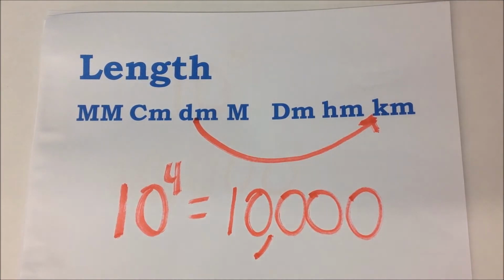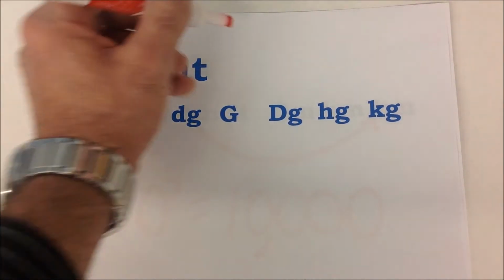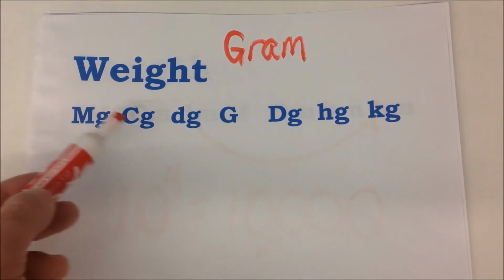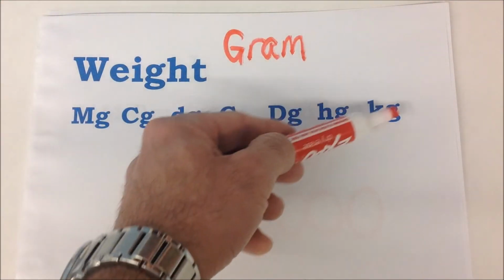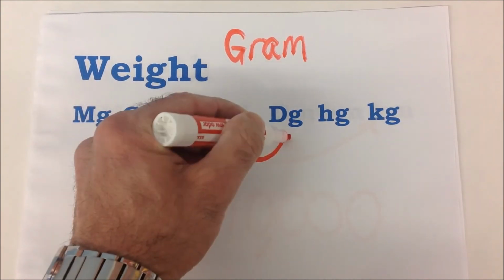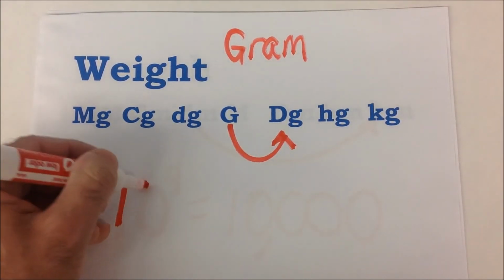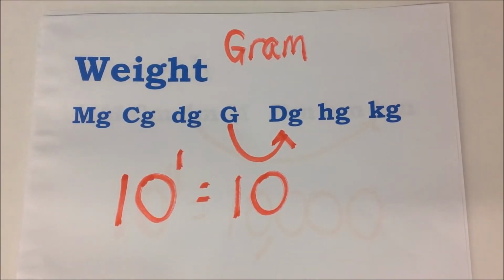Now if we use weight, the same prefixes, but instead we're using grams. Remember, we're using grams now. The gram is the base unit. Milligram, centigram, decigram, gram, decagram, hectogram, kilogram. And it's the same method. So, how many grams are in a decagram? Well, it's 1 away. 10 to the 1st power is just 10. There are 10 grams in a decagram.